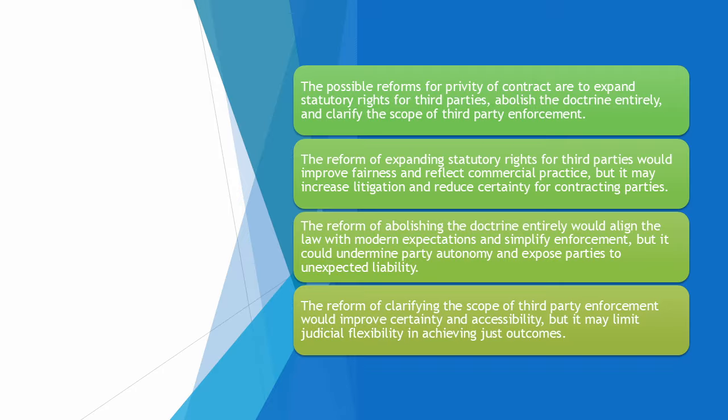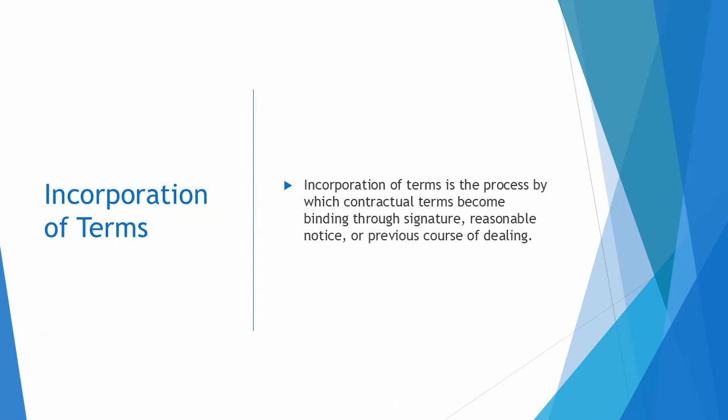The reform of expanding statutory rights for third parties would improve fairness and reflect commercial practice, but it may increase litigation and reduce certainty for contracting parties. The reform of abolishing the doctrine entirely would align the law with modern expectations and simplify enforcement, but it could undermine party autonomy and expose parties to unexpected liability. The reform of clarifying the scope of third-party enforcement would improve certainty and accessibility, but it may limit judicial flexibility in achieving just outcomes. Incorporation of terms.